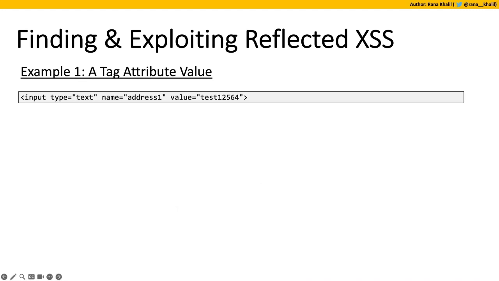All right, let's look at a few reflected contexts and how you would build your payload based on each specific context. In the first example over here, the unique test string gets reflected in the value attribute of the input element. So you could see over here, this is my test string, which is test12564, and it's getting reflected in the value attribute of the input element. So in order for me to exploit this XSS vulnerability, I need a way to get out of the value attribute and even potentially get out of the input tag so that I could add my own malicious script.